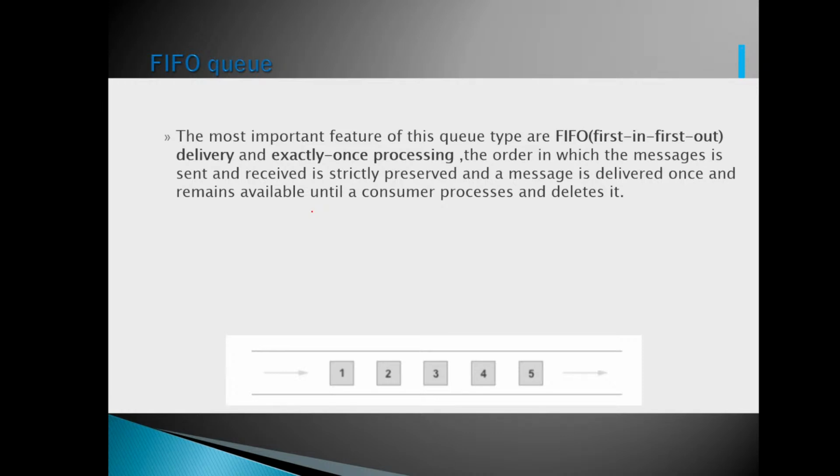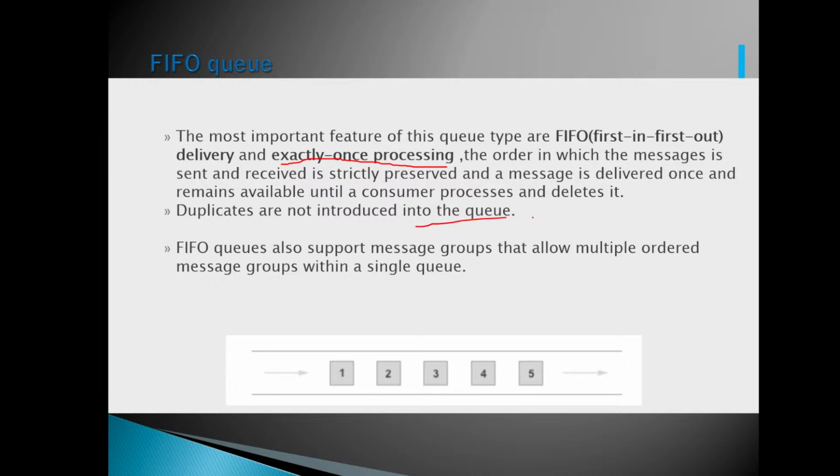That's where FIFO comes in. FIFO basically preserves the order of your messages. So the most important feature of this queue type is FIFO, first in, first out, just like a line at the DMV. The person who has come first will be going out first. And the message is processed only once, exactly once processing. The order in which messages are sent and received is strictly preserved, and the message is delivered once and remains available until the consumer processes and deletes it.